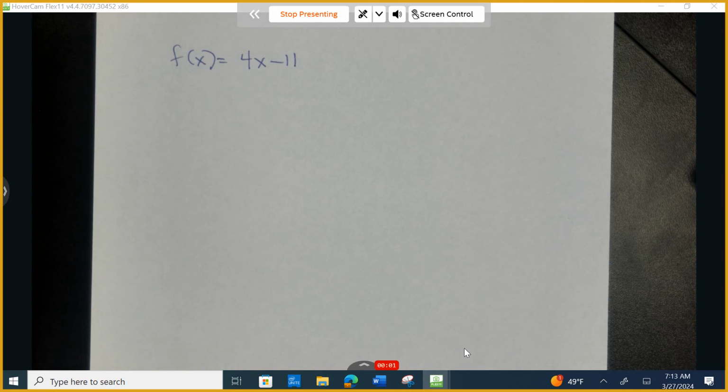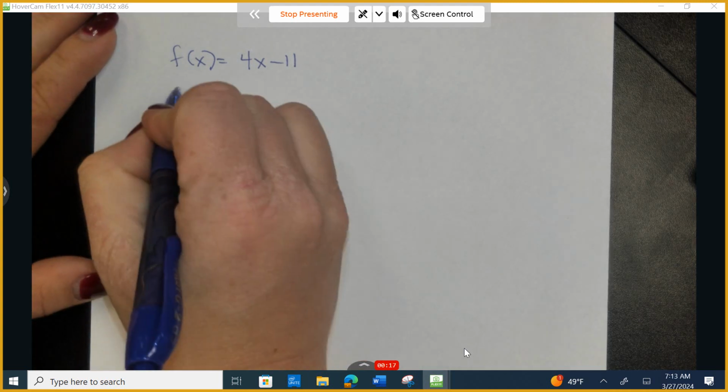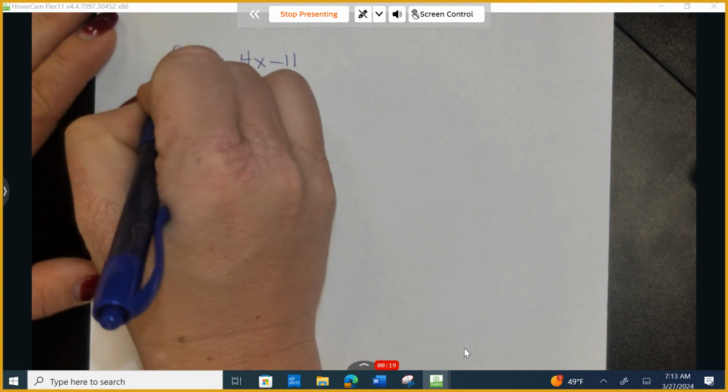All right, we are in packet number 3, linear and quadratic functions, equations, and inequalities. Here I'm providing you with example number 1, and you are asked to determine the x and y intercepts of the graph of the function and state the zeros. Remember, your zeros and your x-intercepts are the same thing.